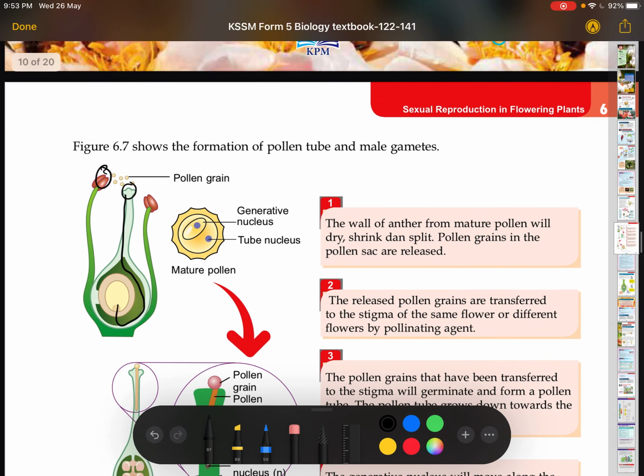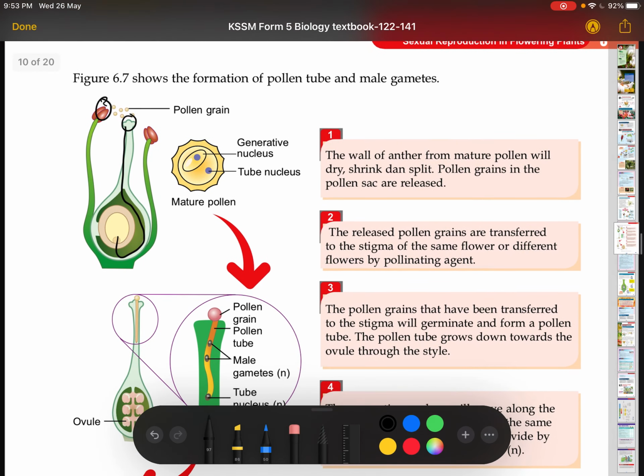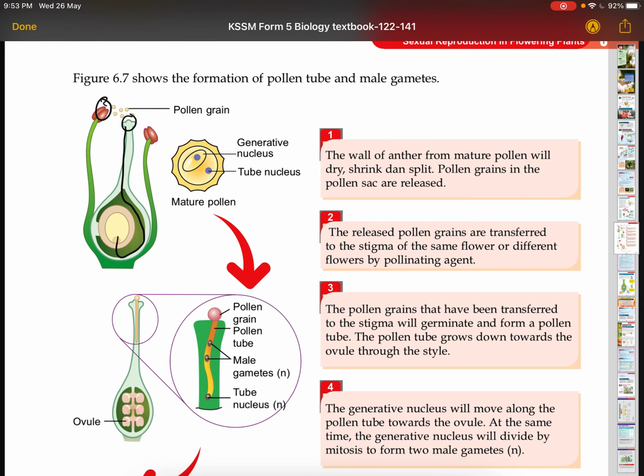Okay, so how does it happen? First of all, as I said earlier, the wall of the pollen sac of the anther will burst. When it bursts, not burst, it just breaks. I'm not sure how it breaks, because it says here that the wall of the anther from mature pollen will dry, shrink, and split. But basically, the anther breaks and it causes the pollen grains to burst out.